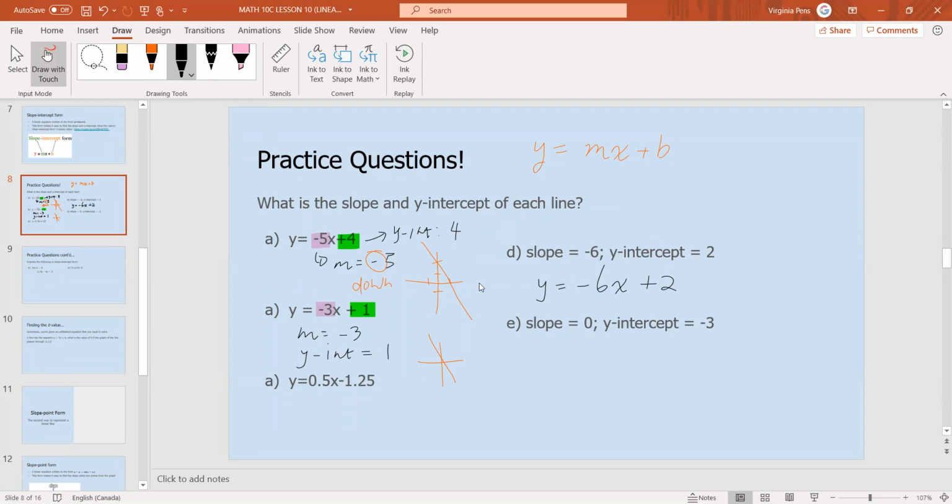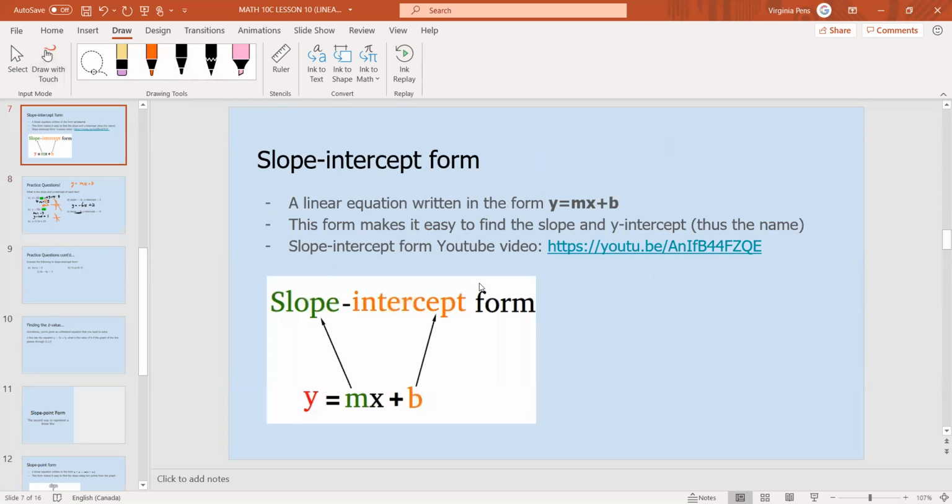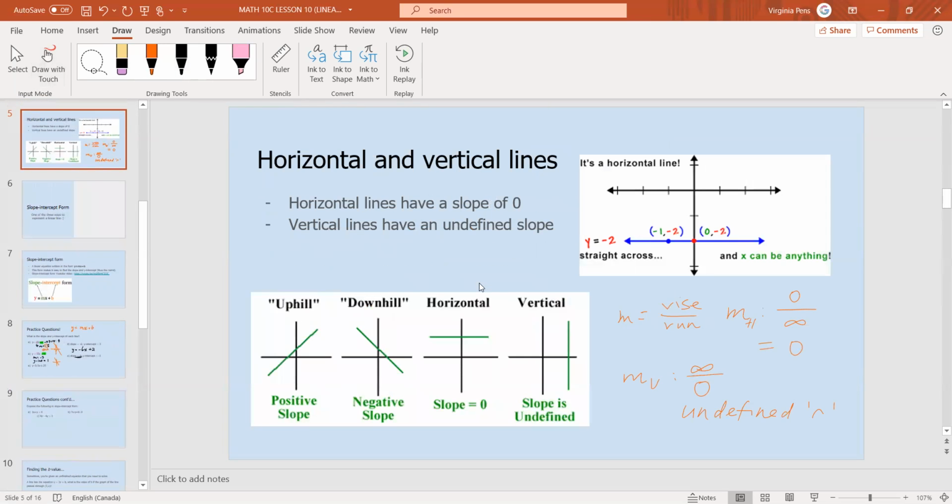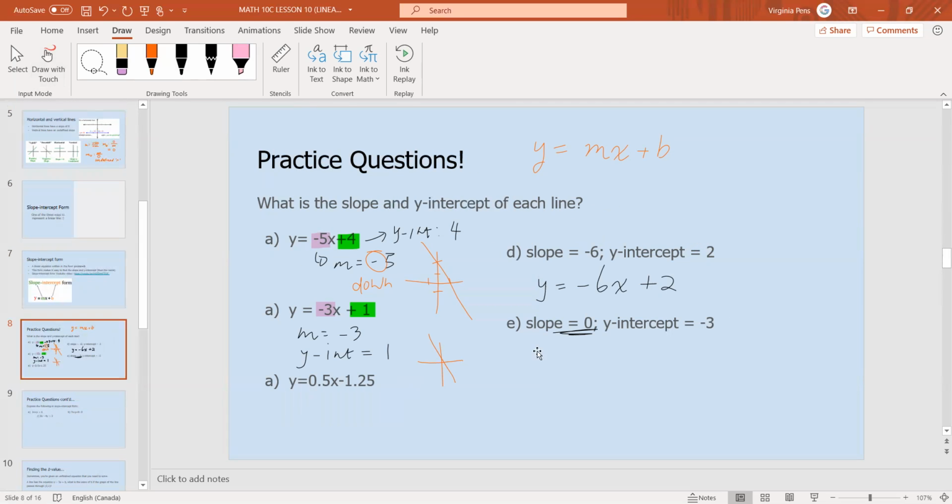Okay, same thing here, but notice how the slope is 0. What can we tell before we even write out the equation? I'm going to hop back over to one of the previous slides. Highlighting this point. So our slope is 0, which means that it is a horizontal line. It doesn't rise anywhere. So it stays flat the entire time, and our y-intercept is at -3.